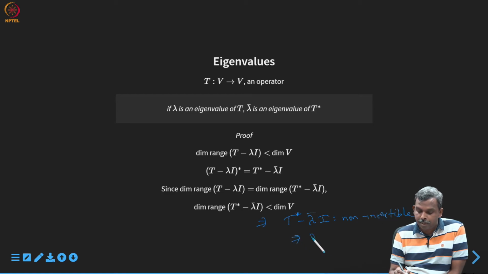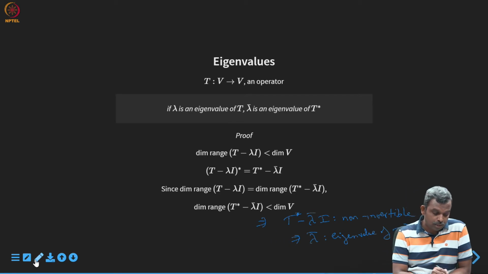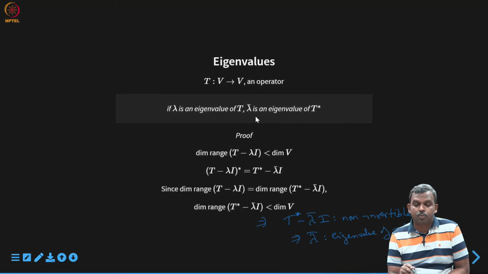So, that implies lambda bar is an eigenvalue of T star. Simple enough proof to show that this relationship is true. So, it is very nice. If lambda is an eigenvalue, lambda bar is an eigenvalue of T star.